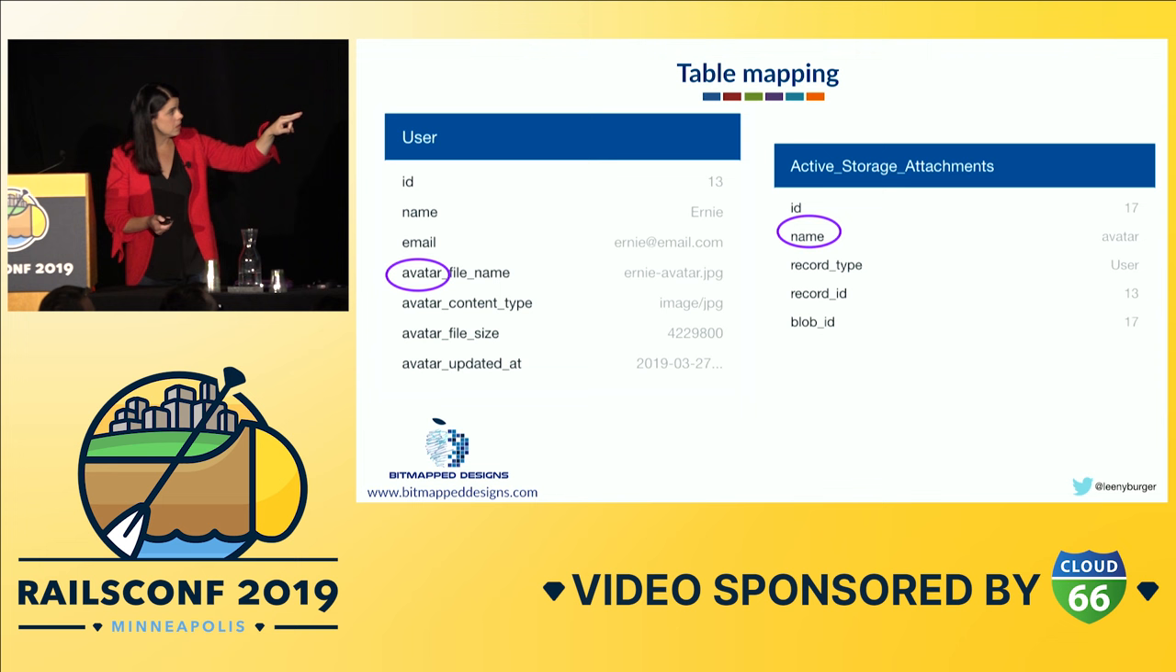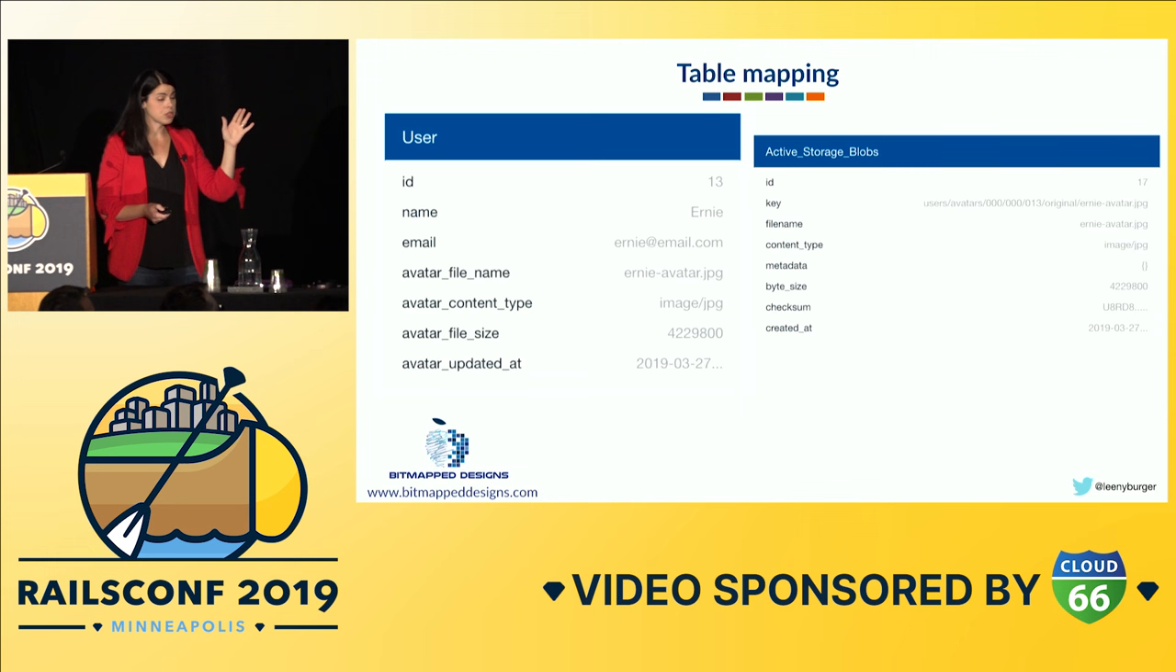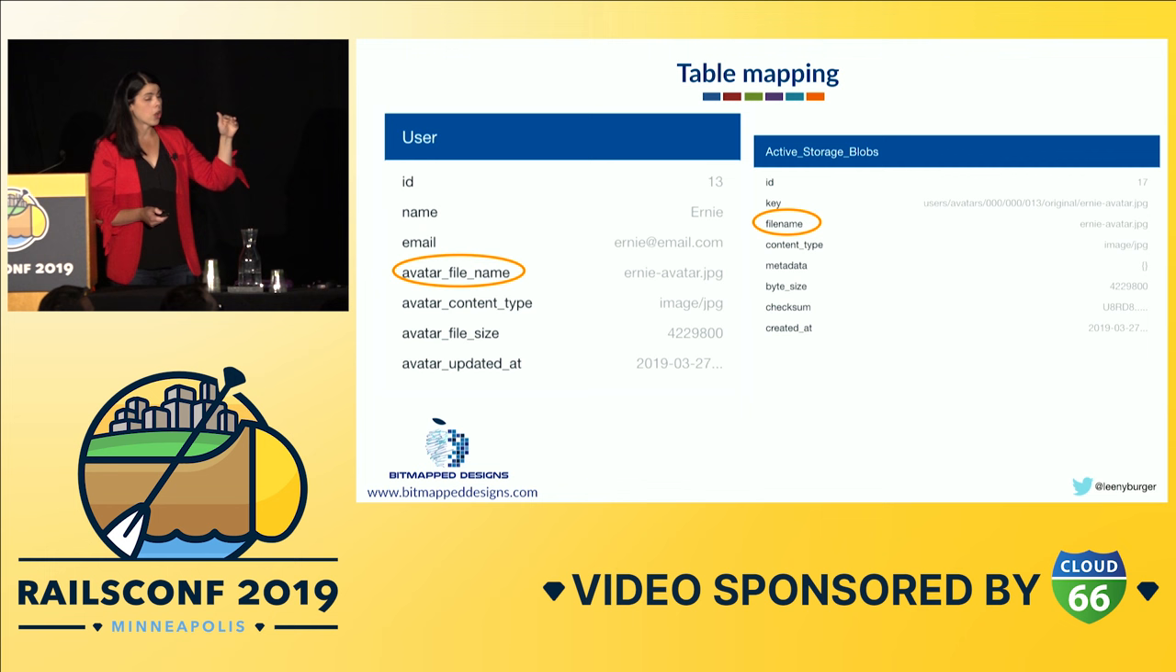Okay, so now I have the user table on the left, and the blobs table on the right. And we have avatar file name, that's from our user table, is going to go to our blobs as the file name. Avatar content type is going to go to the content type. And file size is going to go to byte size.